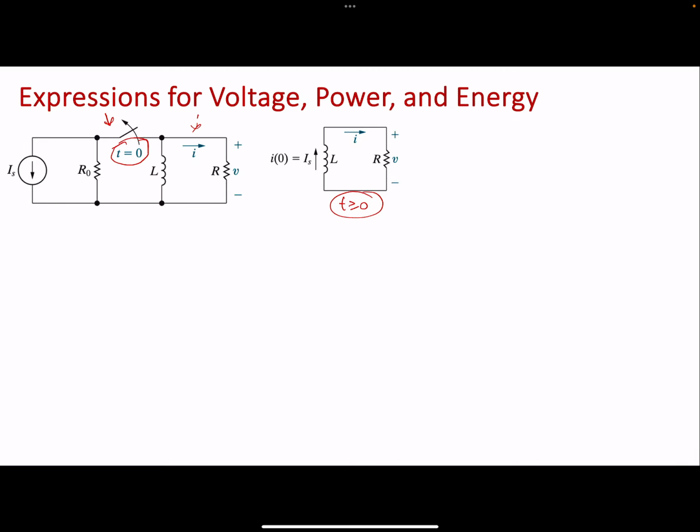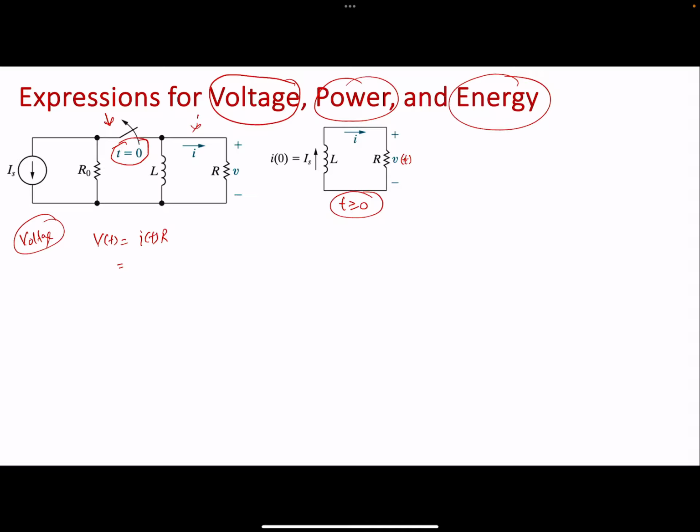Okay. So let's start. We want to find the expressions for the voltage, power, and energy. So let's start with finding the expression for the voltage. Again, we can easily find the value of this voltage, V of t, by using Ohm's law, right? I times R, I of t times R. So let's find the expression for the voltage. V of t should be equal to I of t times R.